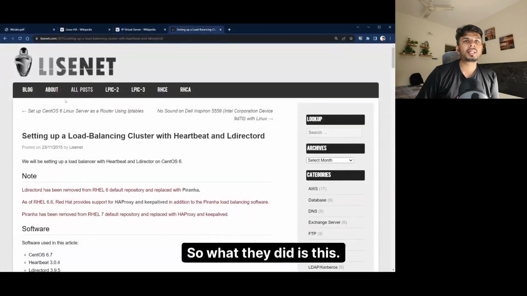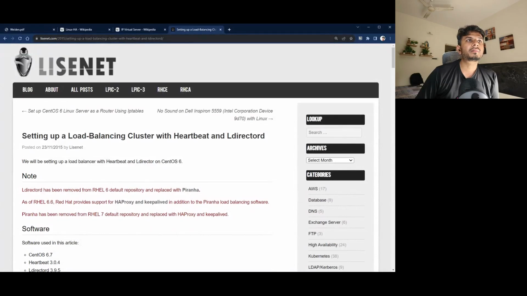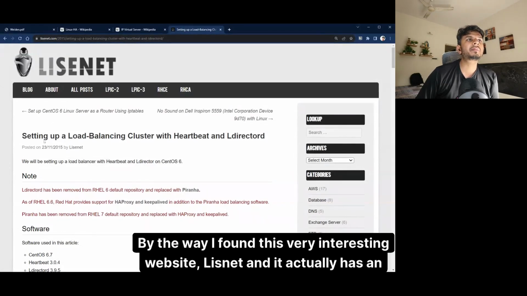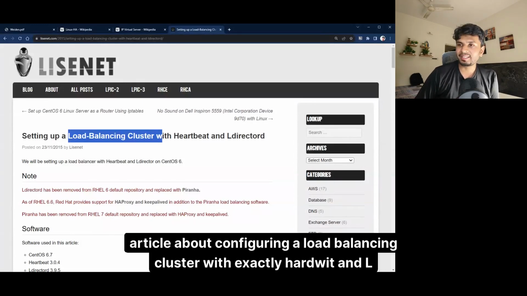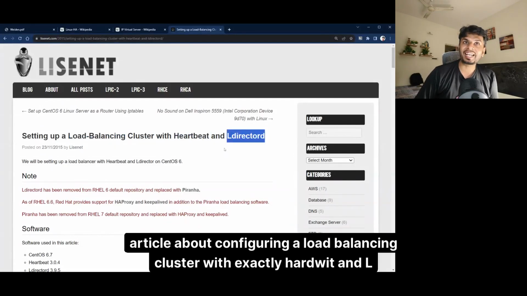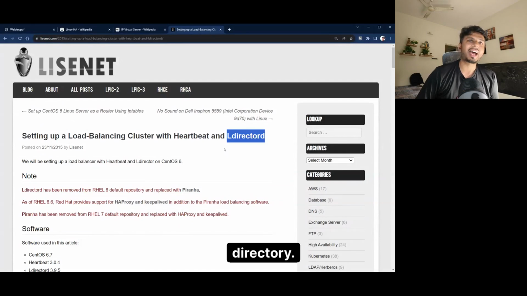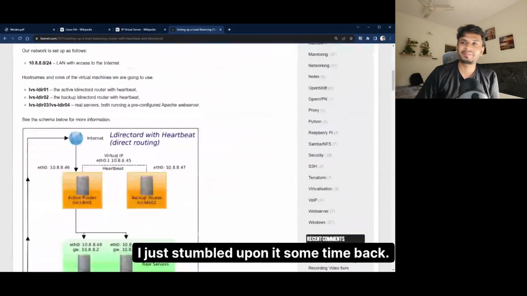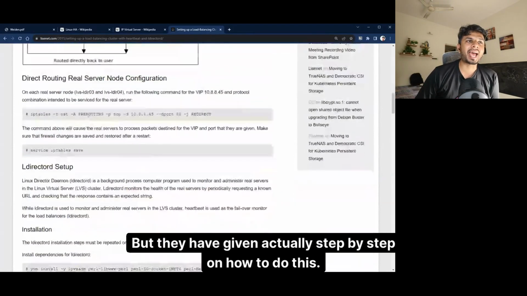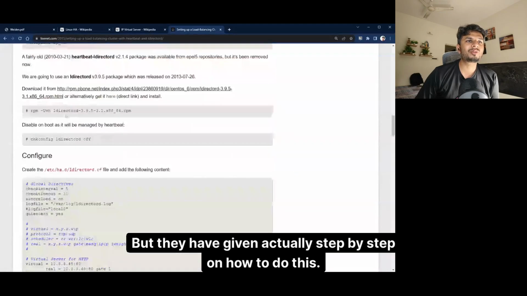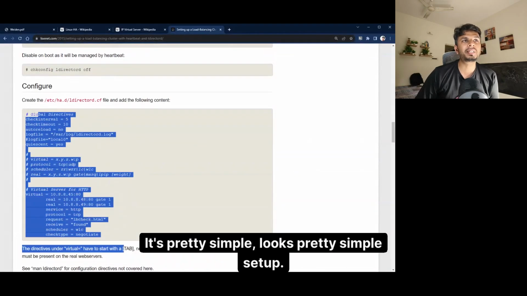So what they did is this. By the way, I found this very interesting website, Linuxnet, and it has an article about configuring a load balancing cluster with exactly Heartbeat and ldirectord. I just stumbled upon it some time back, right? But they have given step by step instructions on how to do this. It looks like a pretty simple setup.